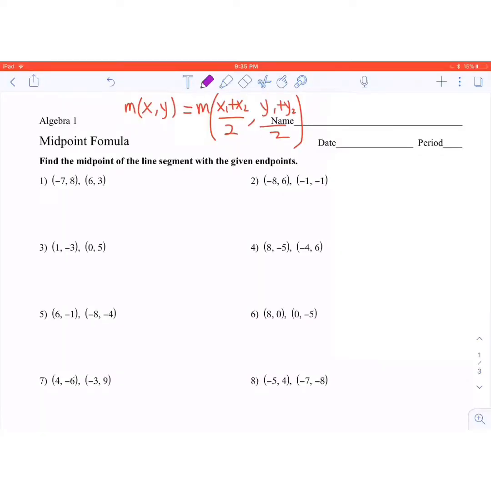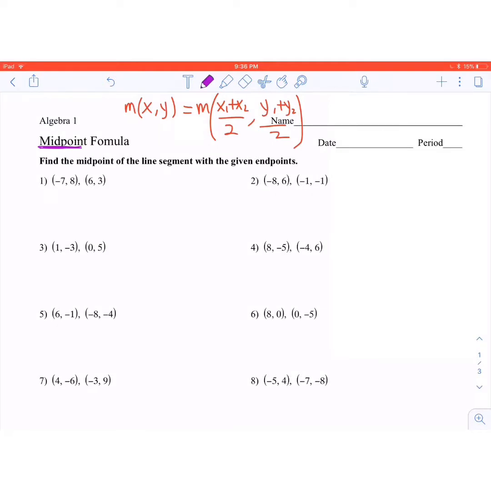Midpoint formula. So today we are going to look at another form of finding a point between 2 points. Okay, so midpoint, as the name itself explains, we're looking for where the middle point would be between the 2 points. Okay, all right.